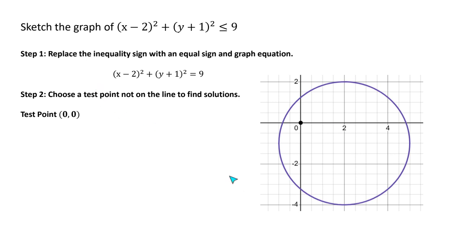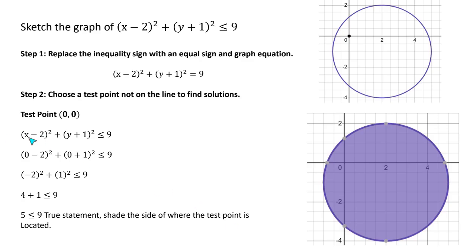We still need to pick a test point. Our test point is going to be 0, 0. We can use 0, 0 because it's not part of the line. Here's my test point. If I plug those in, if x is 0 and y is 0, and we simplify, we get negative 2 squared and then 1 squared. Negative 2 squared is 4, 1 squared is 1, so 4 plus 1 is 5. And 5 is less than or equal to 9.